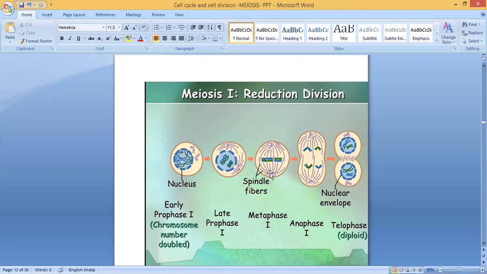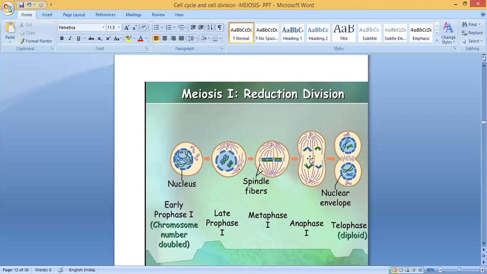So now the centrioles have reached the poles in the end. They will form the spindle fibers, and through that, the chromosomes move to the center. This is known as the metaphase plate. This is metaphase 1. Then, next one is anaphase 1.